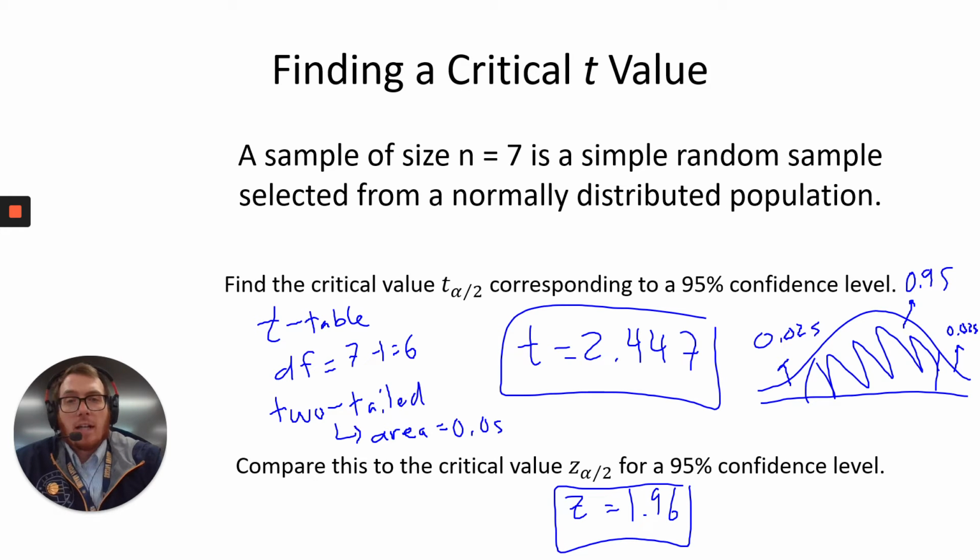So finding critical values. The first thing is to make sure that you're looking at your table. So sample size is 7, and the distribution of the population is normally distributed. That's still going to be important. You want to make sure that n is at least 30, or the normal distribution idea. So that idea still is useful. But to find the critical value, t alpha over 2, corresponding to 95% confidence, the important thing for your table is, first off, you've got to use the t-table. The degrees of freedom would be 7 minus 1, which is 6.